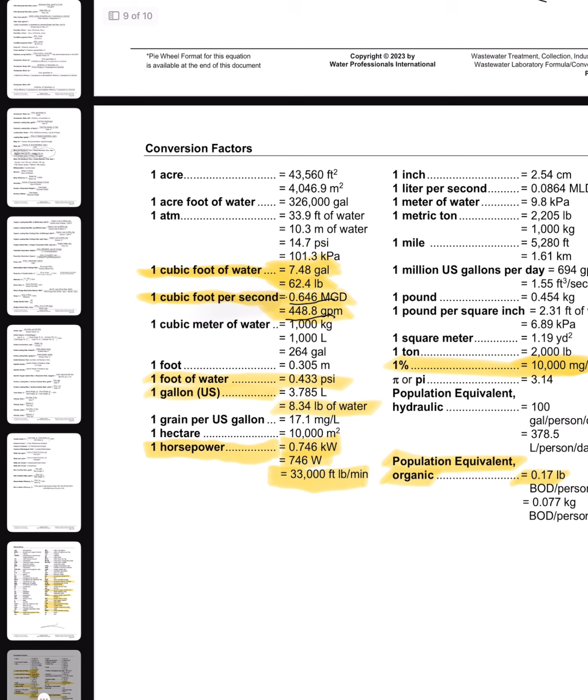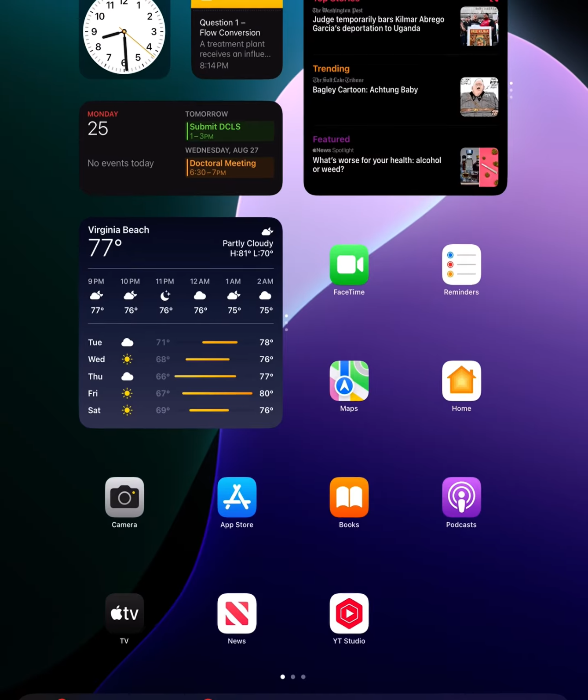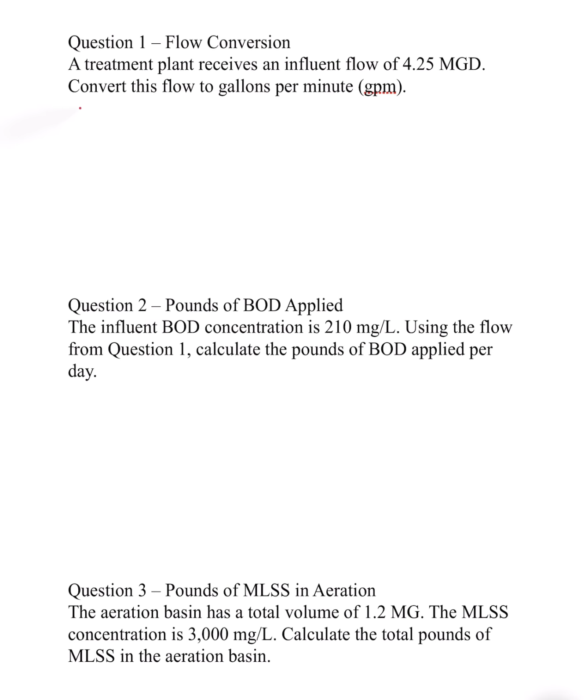Our conversion factors. So we know that 0.646 MGD equals 448.8 GPM, then we can convert between the two. So we know that 0.646 MGD equals 448.8 GPM.